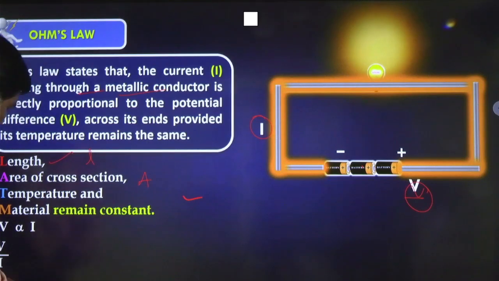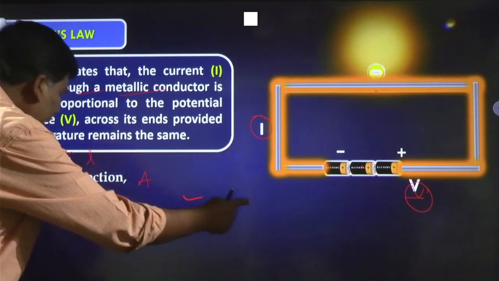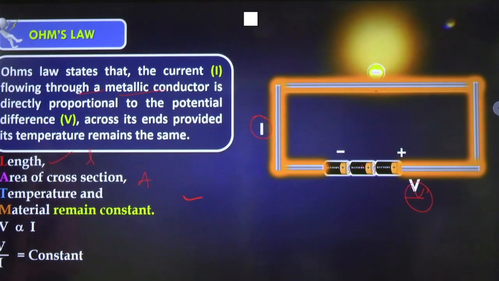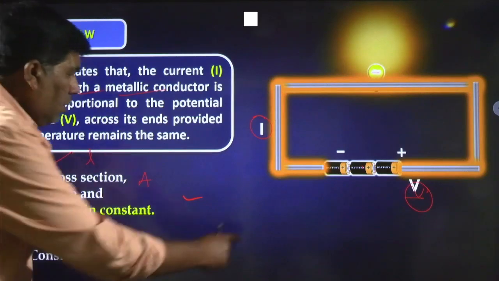Or we can also write V by I. If I comes to the left-hand side, it becomes V by I. This V by I remains constant. This ratio value remains constant.